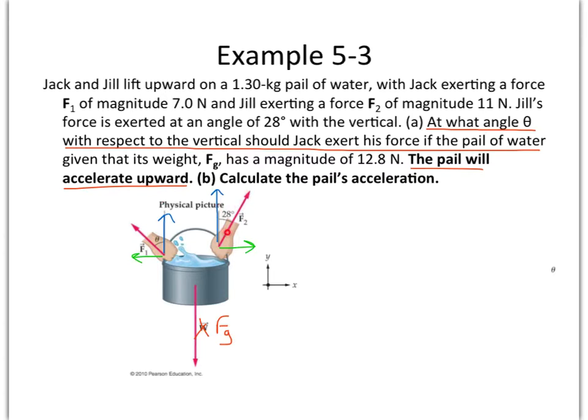But the problem here, and we don't really like this very much, is that the angles are based from the vertical, and we don't like dealing with that. So I'm going to change this a little bit so it makes our life a little bit easier. First of all, we're going to say Jill's force is exerted at an angle of not 28 degrees with the vertical, but with the horizontal. Okay, what would that be with the horizontal? So if this is 28 right here, what should this be if they're complementary angles? Well, that should be 62 degrees, right?